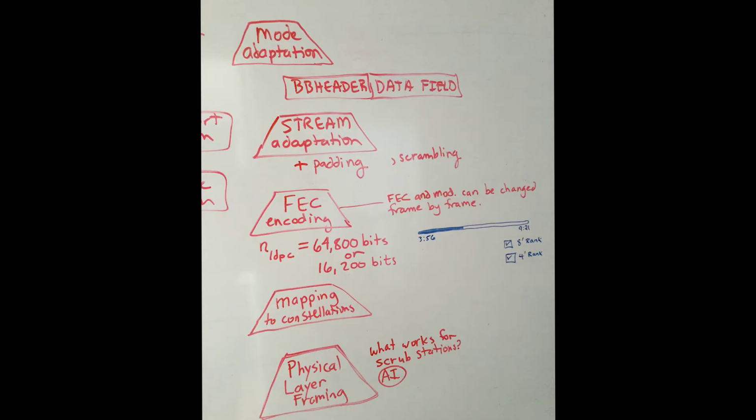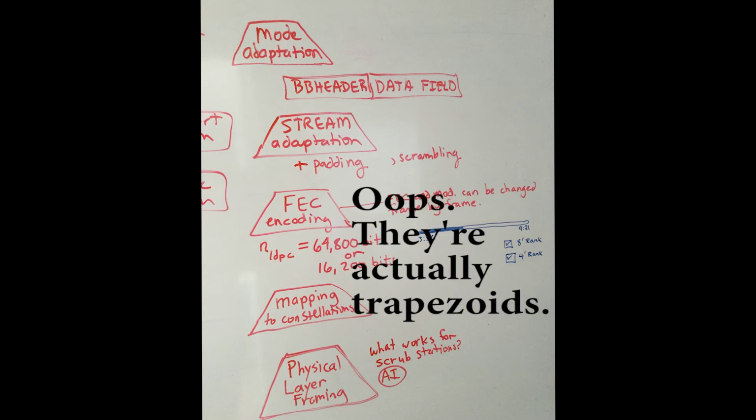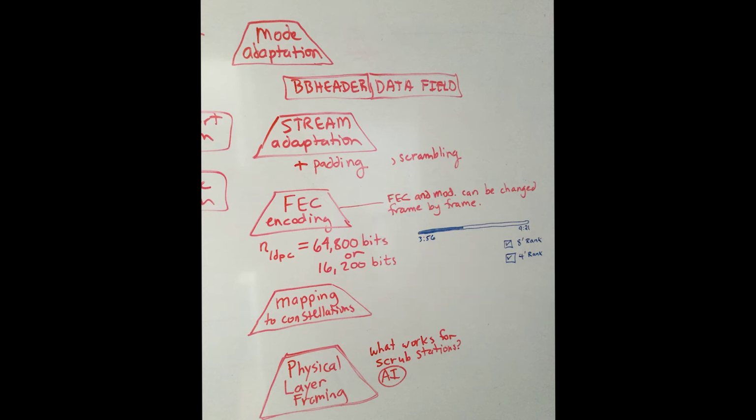The functional blocks of DVB-S2 include these things in parallelograms. Mode adaptation, which starts to build up the data frames by constructing the right header to go with the data. Stream adaptation, which adds in the right amount of padding and scrambling. Forward error correction, which produces coded frames that are of one of two sizes.